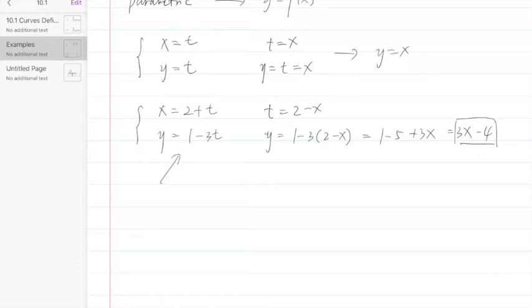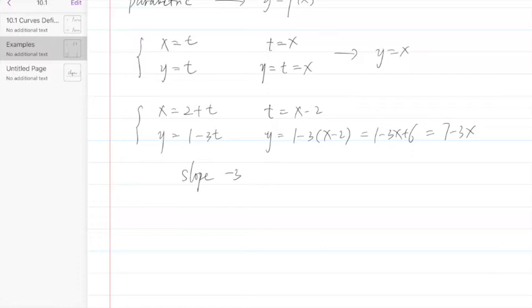What is this? It's a line. Therefore, this is a line. The slope, something is wrong. It should be x minus 2, my apology. Okay, the slope is given by -3. So this is a line.